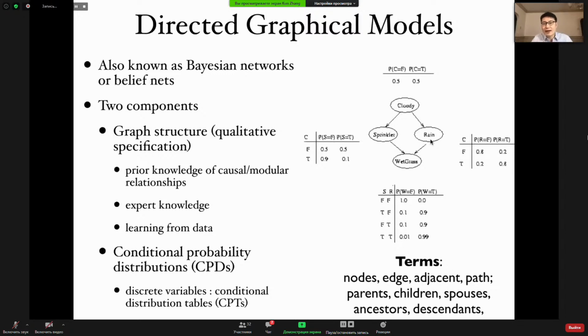And right here, sprinkler and rain are parents of wet grass. They are adjacent, they are causes, they are ancestors. Later we define ancestor. And these are the children. In particular here, sprinkler and rain are the children of cloudy. And sprinkler and rain are spouses because they have a child, which is wet grass. And all the other variables are the ancestors of wet grass. They are either parents, or parents of parents, and so on. And all the other variables are descendants of cloudy because they are either children or children's children, and so on. And later we'll have the definition of Markov blanket.